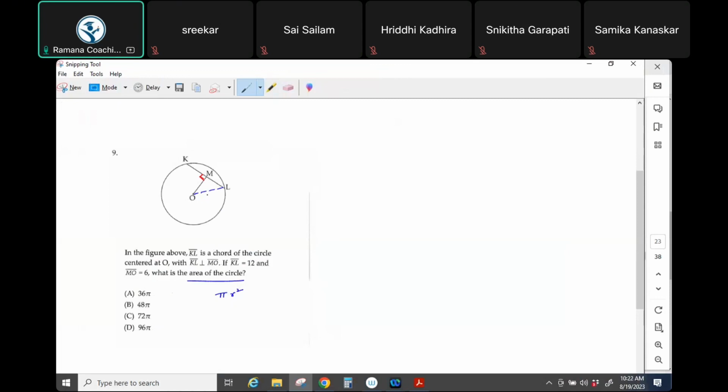So, that's the radius. And if you draw here, isn't that also another radius? That means, isn't this an isosceles triangle? Do you agree? Where two sides are equal? Do you see two sides are equal?